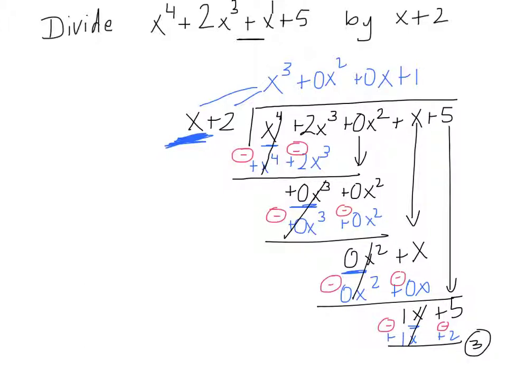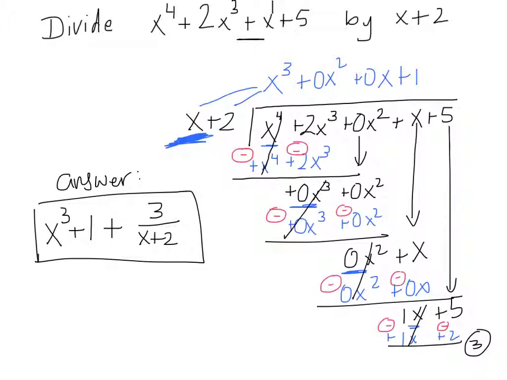That is your remainder. The answer is expressed as the quotient, which is x cubed plus 1, no need for those 0 terms now, plus the remainder over the divisor.